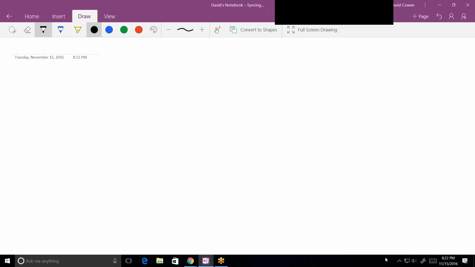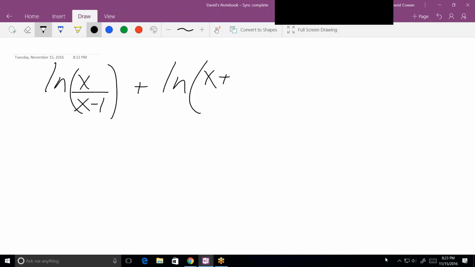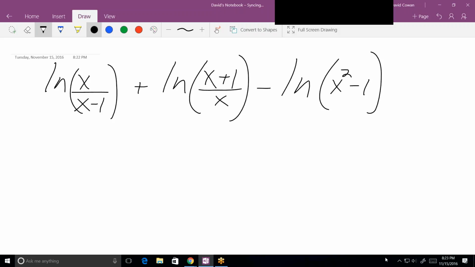Natural log of x divided by x minus 1, plus natural log of x plus 1 divided by x, minus natural log of x squared minus 1. The argument is x squared minus 1. All right, so we have the sum and difference of a bunch of logs.